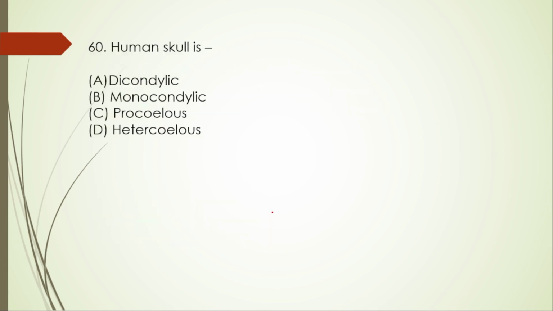Next, 60th one. Human skull is A, dicondylic; B, monocondylic; C, procoelous; and D, heterocoelous. So here the right option is option A, dicondylic.